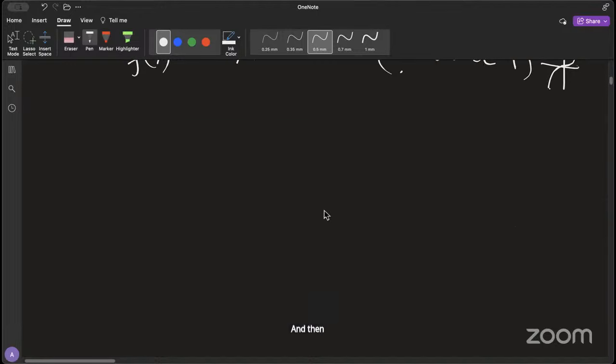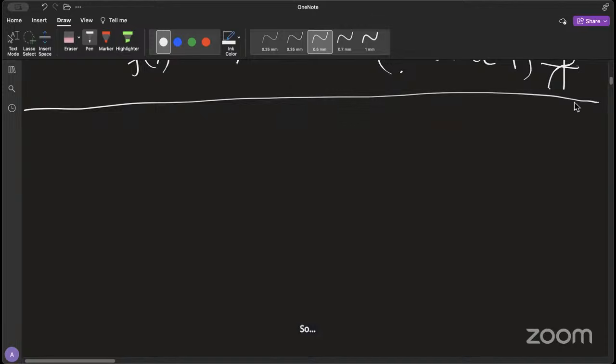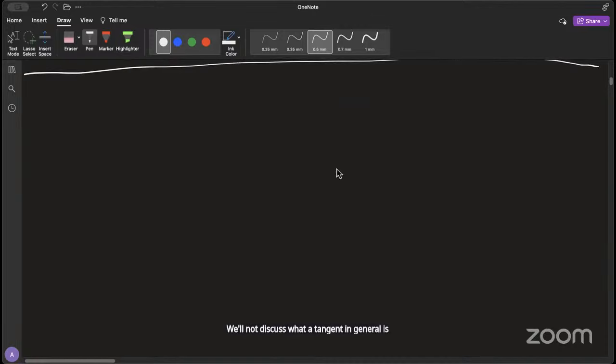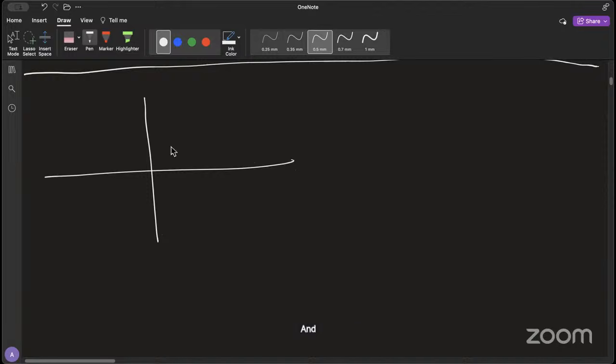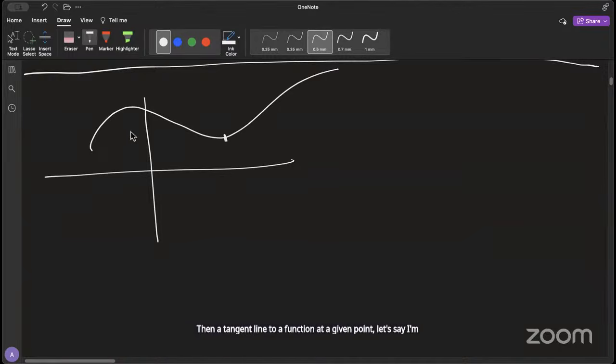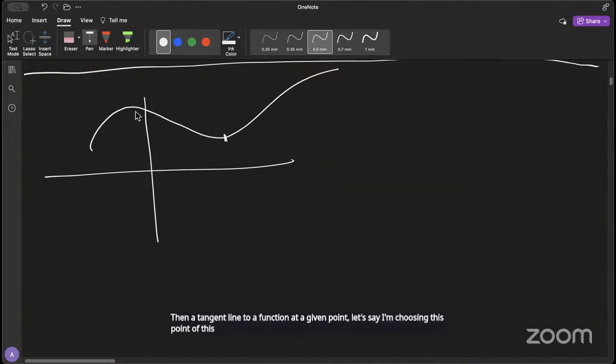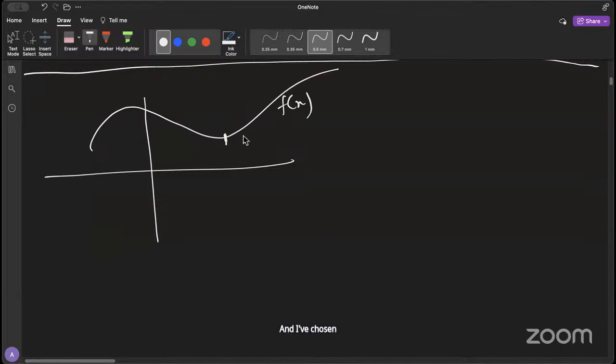And then we have tangent lines. So we'll not discuss what a tangent in general is. Let's just discuss what a tangent for a function means. So let's say if you have a function and its graph looks like this. Then a tangent line to a function at a given point. Let's say I'm choosing this point of this function's graph. This is the function's graph, f(x). And I've chosen this particular point. Then a line which we generally call it as it only touches the graph.